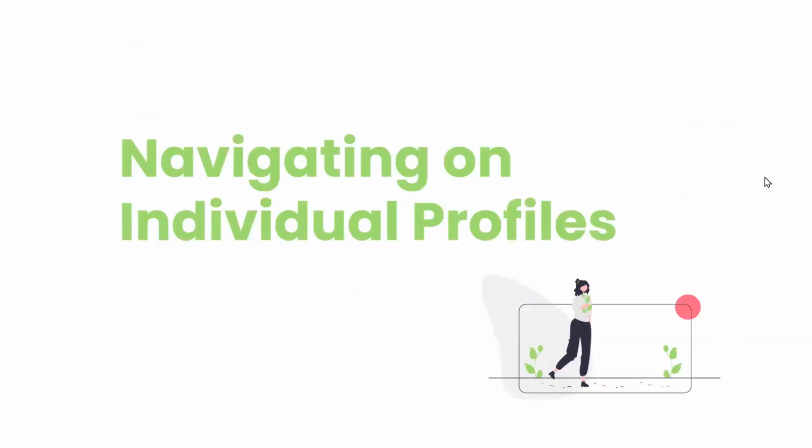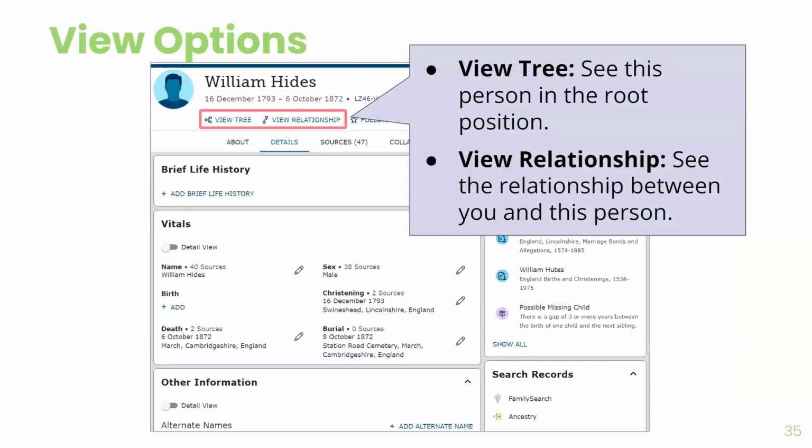Okay, let's talk quickly about navigating on individual profiles. There's really not much to that, but it's worth mentioning. So at the top of any profile, you're going to see two options for navigating. They're actually right next to the following button. You can't really see it very well because the callout's over it, but they're your first two options when you get to a profile page.